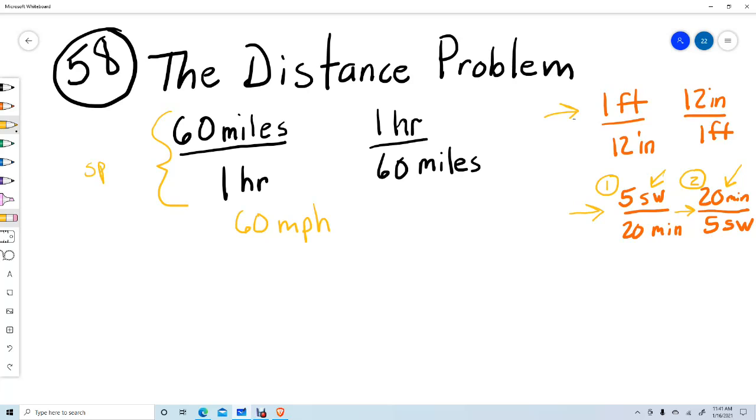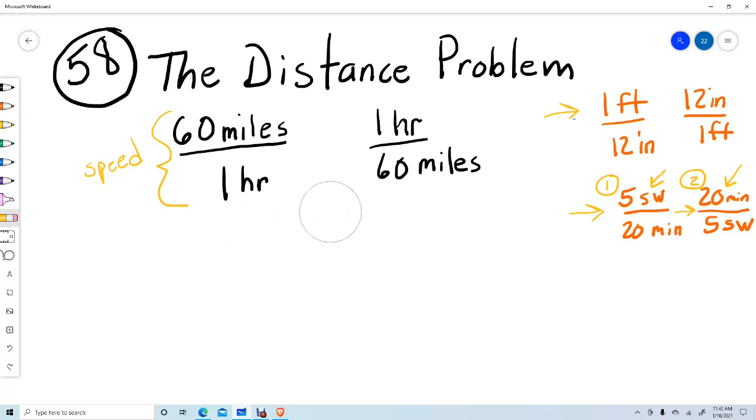It's called speed. Whenever we see this ratio with time on the bottom, that ratio is called speed. There you have it. There's speed. The other ratio has time on the top, and that's used also, but we don't call that speed. That's hours per mile, whereas our first ratio, speed, is miles per hour.